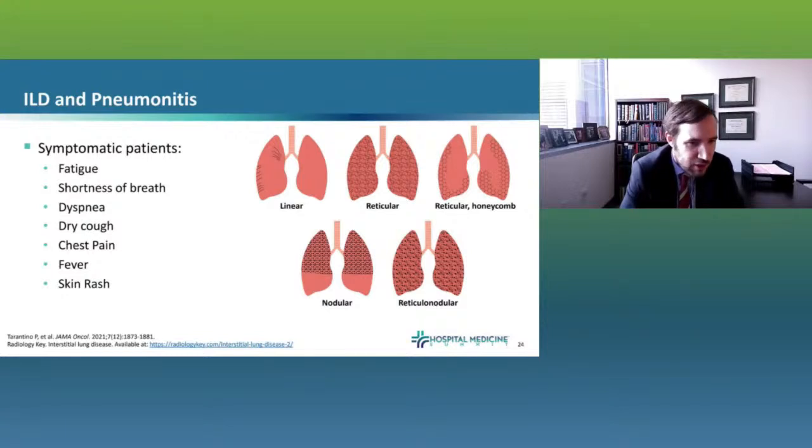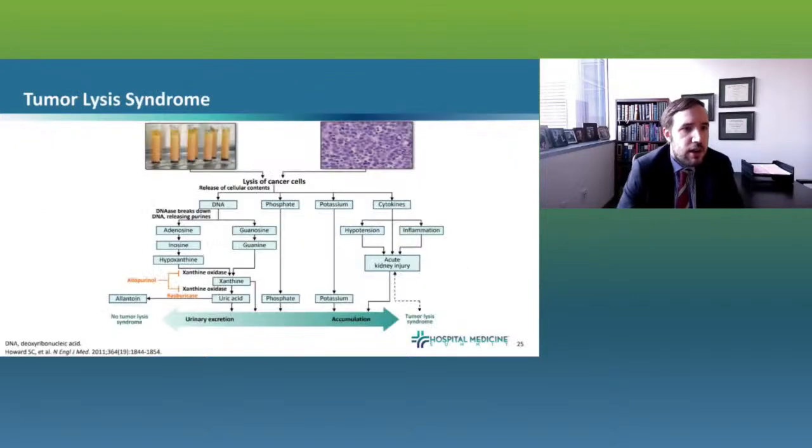Fatigue, shortness of breath, dyspnea, dry cough, chest pain, fever, skin rash: relatively non-specific symptoms. But again, if you have a patient that is on one of these drugs, you would have a very low threshold for concern. You might say, hey, what is that patient getting? Does the patient remember what they're getting? Try and talk to their oncologist. Figure out if they're on one of these drugs so you can take appropriate action.